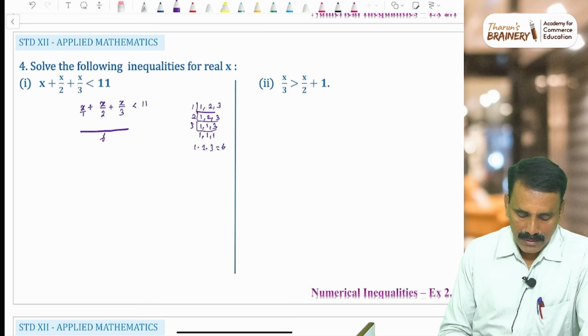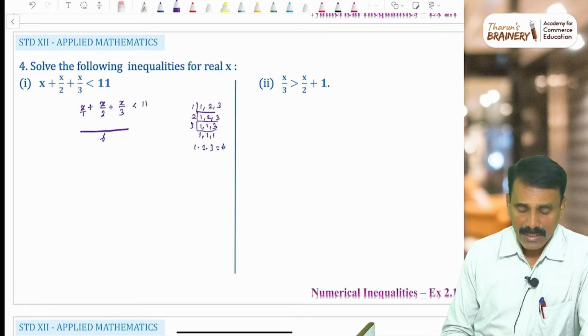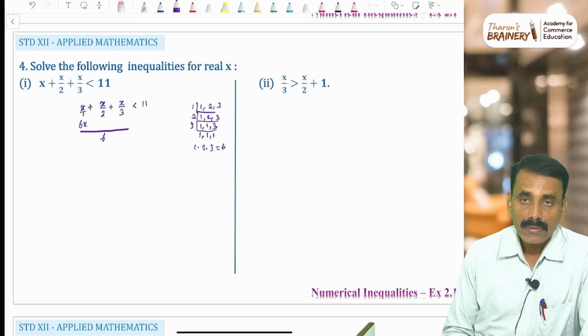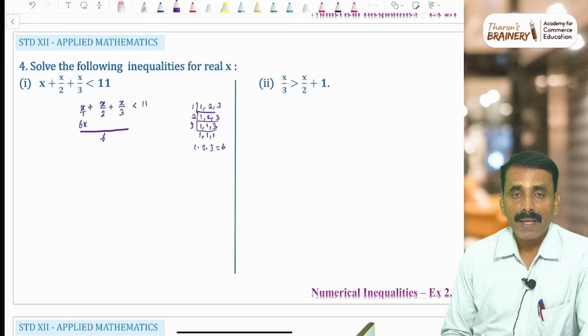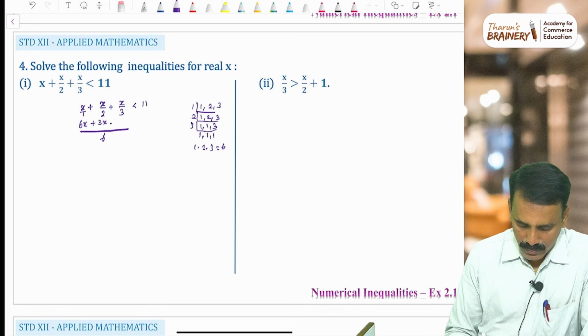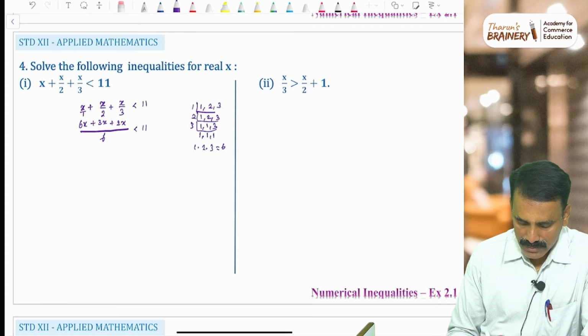So, we see how many times this 1 goes in 6. It goes 6 times. So, we multiply the numerator with 6, 6x. Here, this 2 in 6, how many times will it go? 3 times. So, multiply with the 3 in the numerator. So, 3x, and in the denominator, 3 2s are 6. Same way here, multiply the numerator with 2, 2x, less than 11. So, we simplify this one.